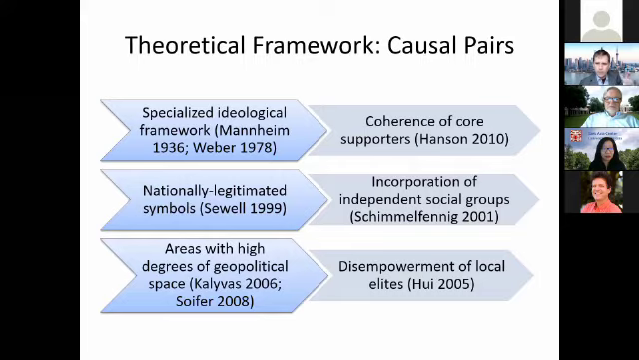To the extent that unifiers are dependent on other power holders for access to their needed resources, the more they're going to be beholden to those other power holders' interests, which may or may not align with their grand goals of reunifying the state. And so being able to develop political structures that enable the disempowerment of local elites is going to be really crucial for the success of any reunification campaign. And I argue that areas with high degrees of geopolitical space can provide the breathing room, can serve as these incubators for the development of these institutions that provide direct access to resources.